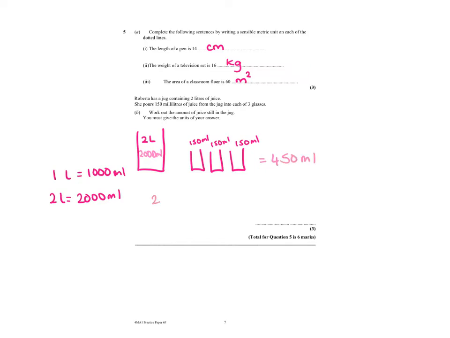So if I have my jug of 2,000, I'm going to take away the 450, and I'm going to be left with 1,550 millilitres. Now you can see in the question it hasn't given us units, so I could leave that as 1,550 millilitres.